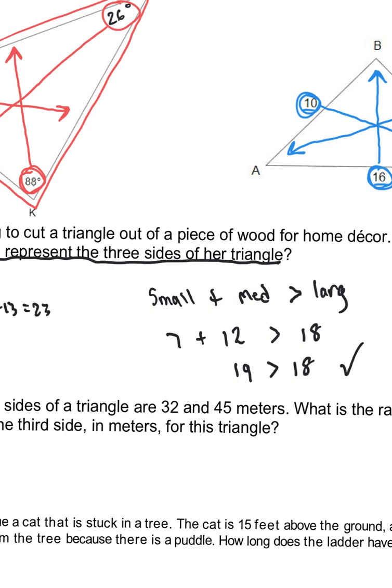And 23 is not bigger than 25, so that's wrong. 4 plus 10 is 14, which is not bigger than 20, so that's wrong. And then 7 plus 7 equals 14, and 14 is not bigger than 14, right? 14 equals 14, but it's not bigger than 14, so D is also wrong, making A our correct answer.